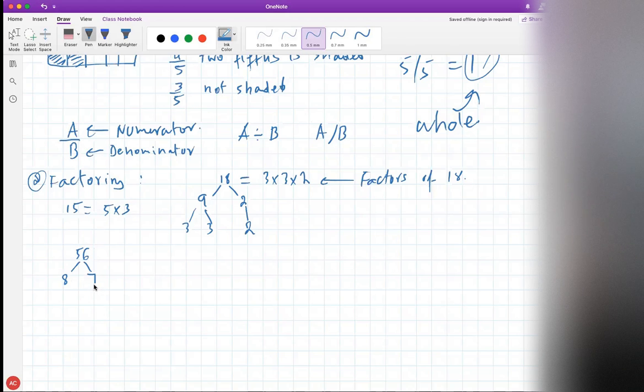We can't break down the 7 into numbers. It stays the same. But we can break down the 8. First into maybe 4 and 2. Okay, and then we can continue with the 4. We can turn it into 2 and 2. And we can't go any further. As you can see, 2, 2, 2, and 7, that's all.